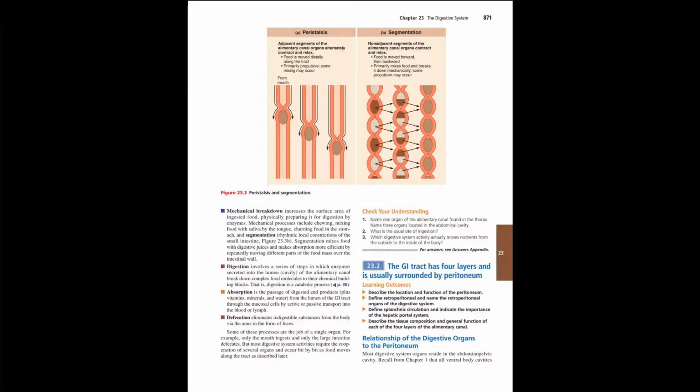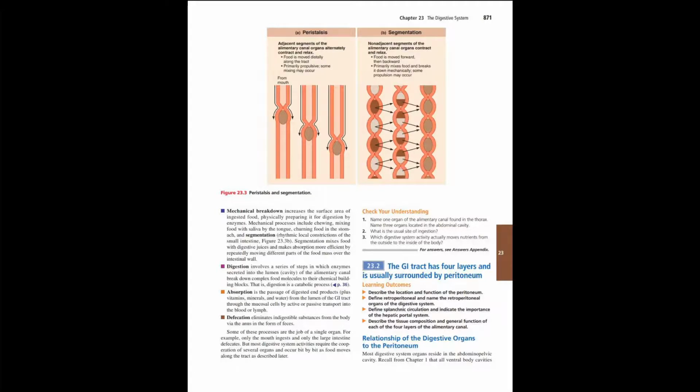Peristalsis. Adjacent segments of the alimentary canal organs alternately contract and relax. Food is moved distally along the tract, primarily propulsive. Some mixing may occur from the mouth down.